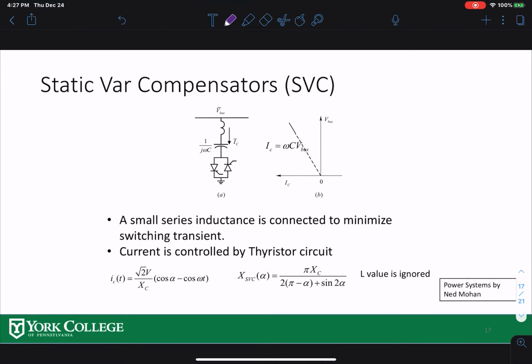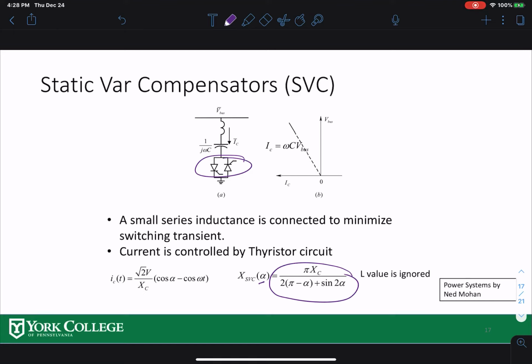What is done in the practical field? For this, you have a thyristor. A thyristor can be turned on and off by using a signal at a particular delay time. That is called alpha, the delay angle. That delay angle will set the amount of compensation you need for this particular case.